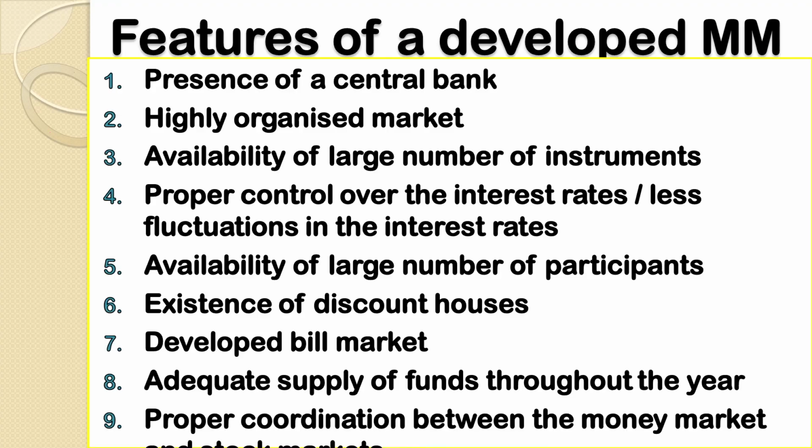Now the sixth important feature is the existence of discount houses. Discount houses play an extremely important role in the field of money market. Why? Because they provide liquidity to the market. They are always ready to discount the short-term instruments and to provide liquidity to the market. So if a large number of discount houses are available in any market, then that market may be regarded as a developed money market.